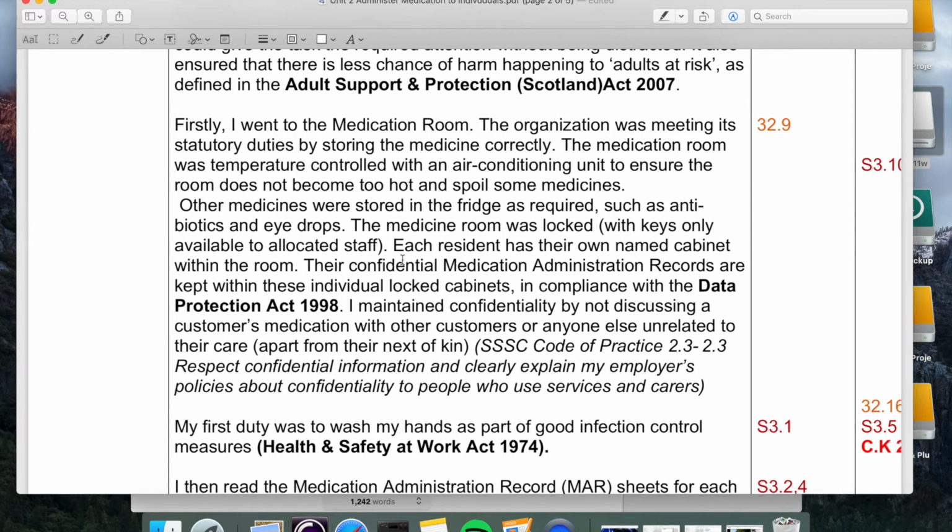Each resident has their own named cabinet within the room. Their confidential medication administration records are kept within these individual locked cabinets in compliance with the Data Protection Act 1988. I maintained confidentiality by not discussing customers' medication with other customers or anyone else unrelated to their care, apart from their next of kin. Here, add reference SSC Code of Practice section 2.3. Respect confidential information and clearly explain my employees' policies about confidentiality to people who use services and carers.